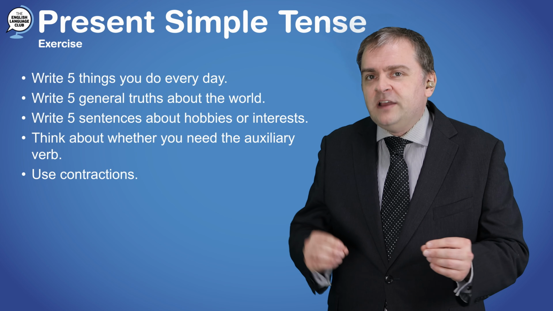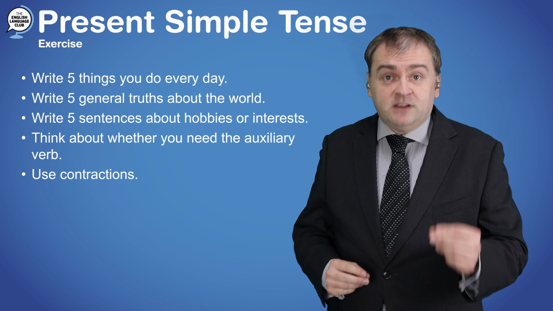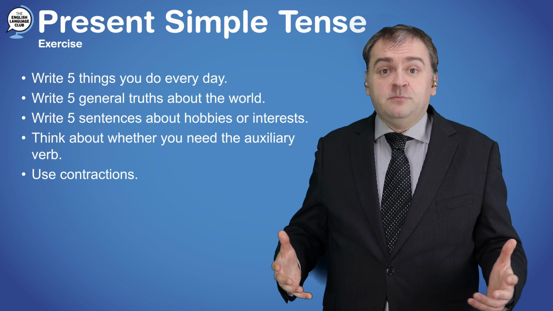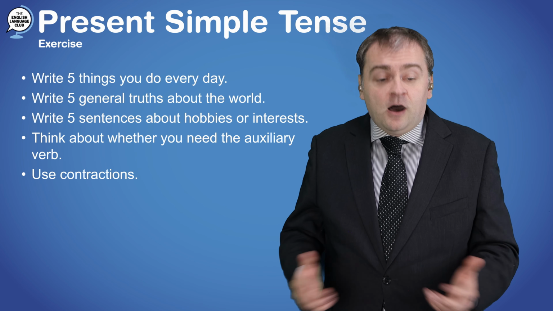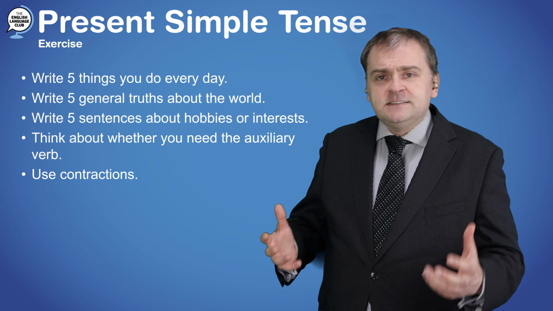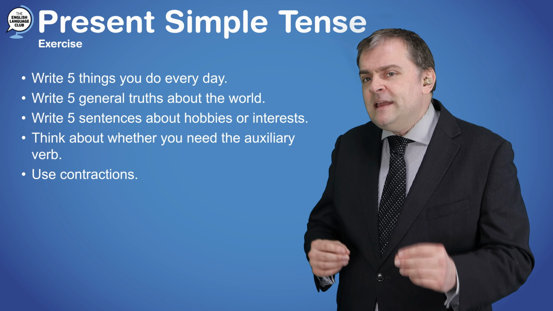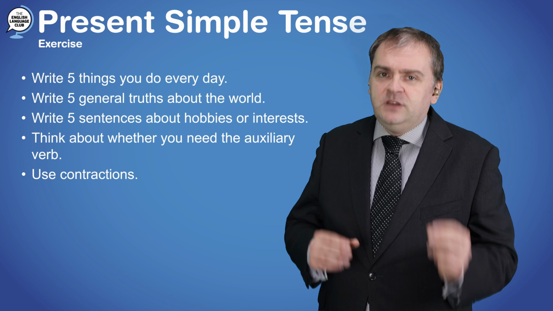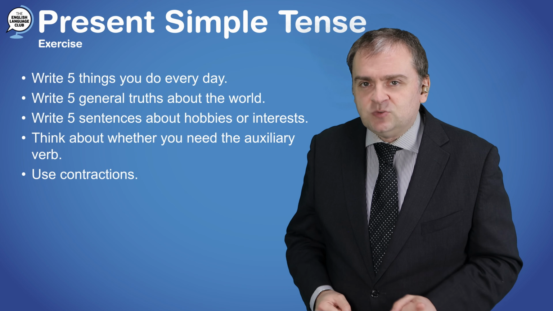And finally, write 5 sentences about your hobbies or interests using the present simple tense. For example, I enjoy playing football. I read books every night before bed. I listen to music before work. Make sure you think about whether you need the auxiliary verb and try to use contractions where appropriate.